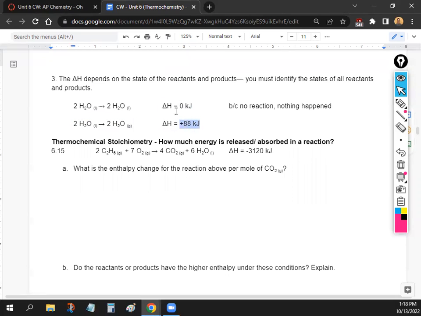So the enthalpy changes when you're going between states of matter, which makes sense, right? If you're trying to turn water into water vapor, you got to put some energy into it. You got to boil it. You got to put heat into it. Okay, so that's the third thing that matters. It's that it depends on the state of the reactants.